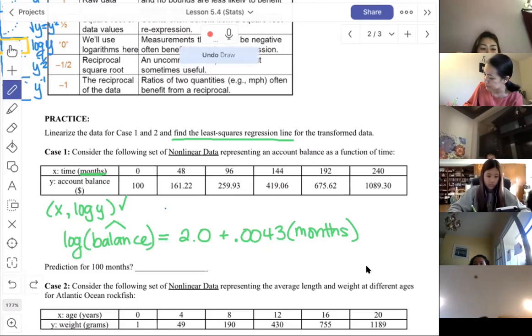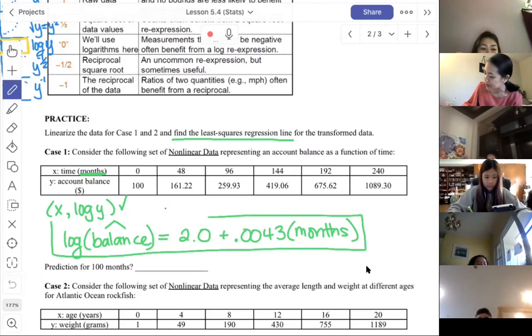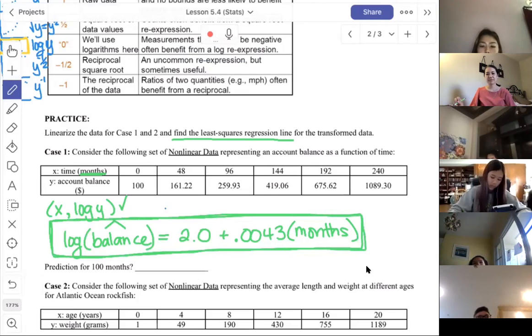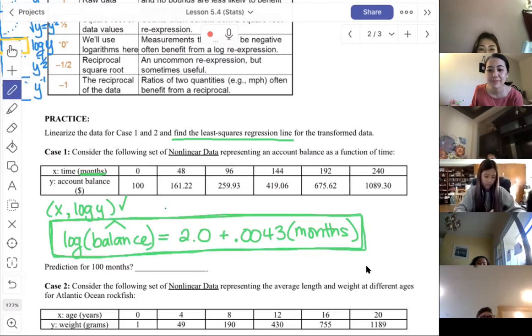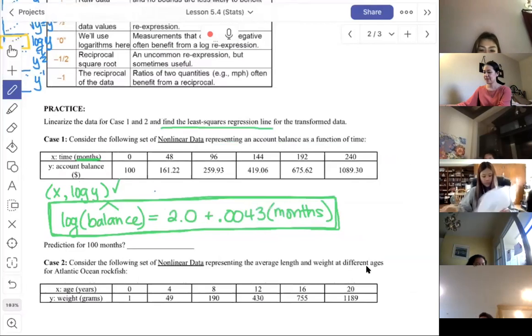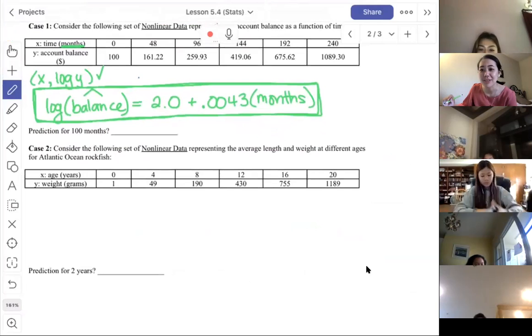All right, any questions there? Wait, do you put b first and then plus ax, or is it? It doesn't matter if it's A or B. Look at what letter is in front of X. That's your slope. Yeah, but on the calculator it orders it differently. That doesn't matter. For the equation, you put 0.0043 times months plus 2. Okay. Same thing.